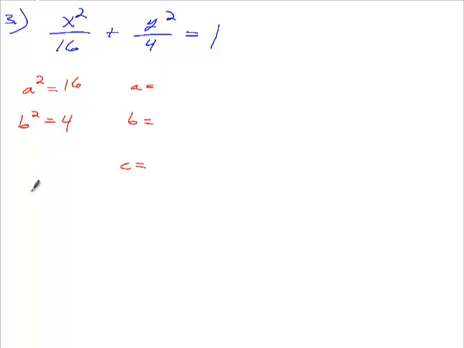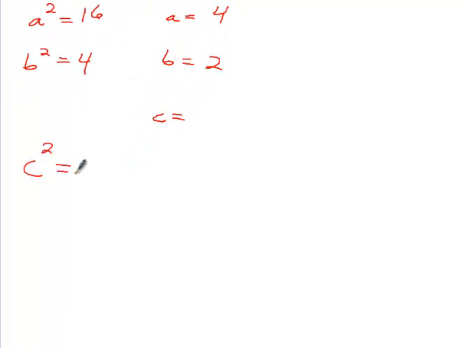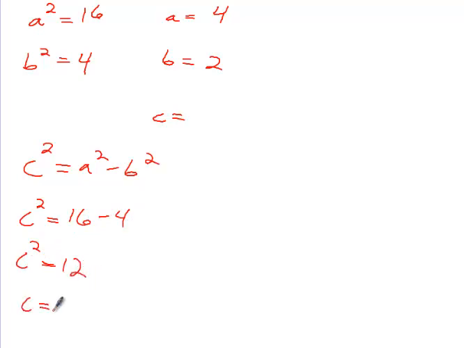Yeah? So what's my A? 4, and what's my B? 2. So when we're finding C, our formula C squared equals A squared minus B squared. So if I plug this in, I get 16 minus 4, which means that I get 12. And what's the square root of 12? 3.4641. Thank you. All right.